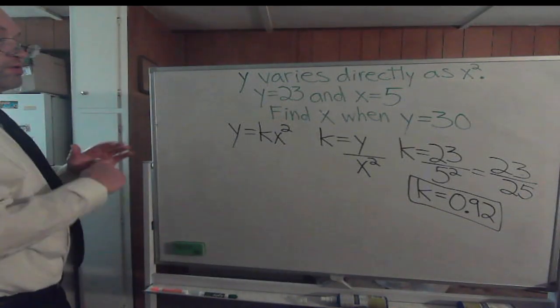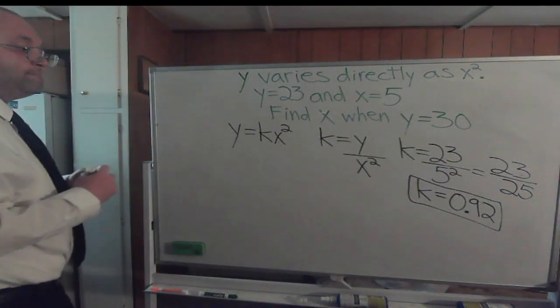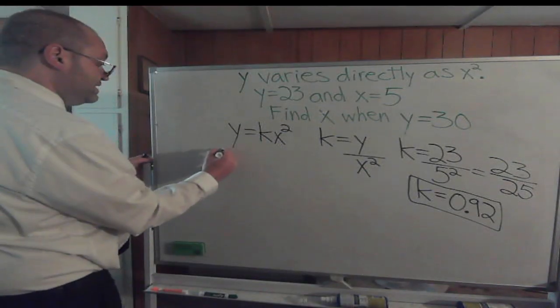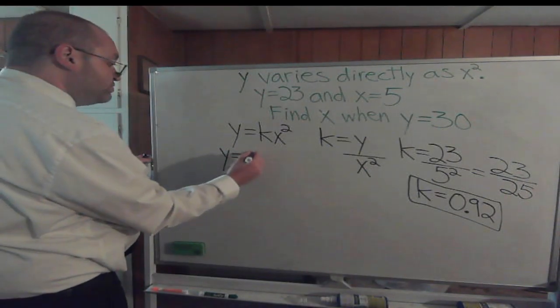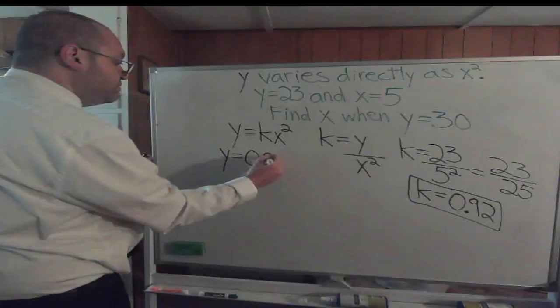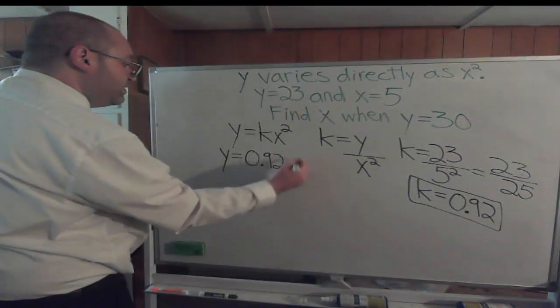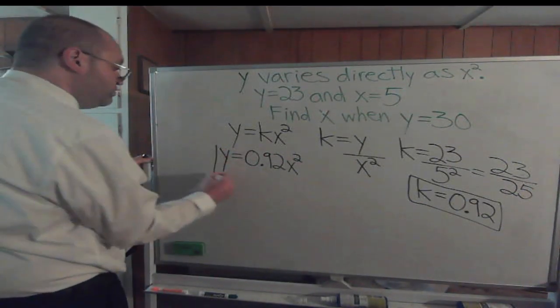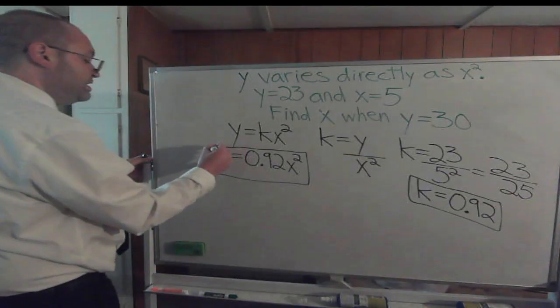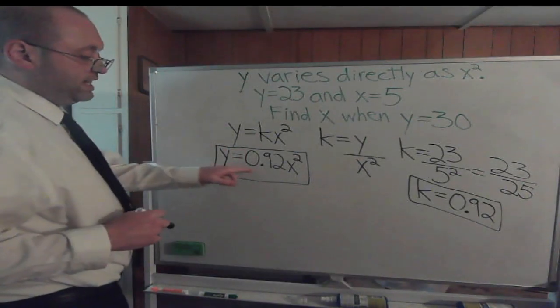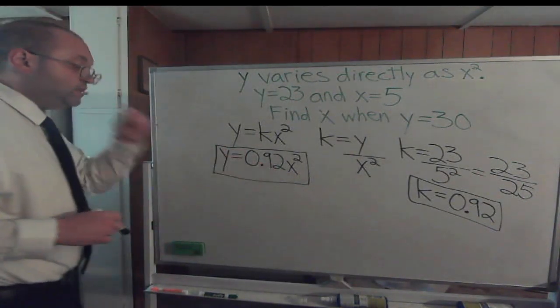So now we want to rewrite the new equation with that constant of variation. That's going to be y equals 0.92 x squared. So that's going to be your new equation, y equals 0.92 x squared.